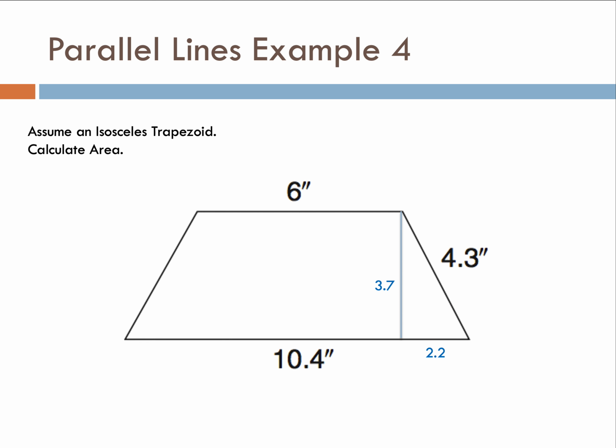Then I can calculate the height to be 3.7, and this was done with the Pythagorean theorem: the square root of 4.3 squared minus 2.2 squared. Now I can use the formula, take the height, multiply it by the bases added together, divide by 2, you get 30.34 inches squared.